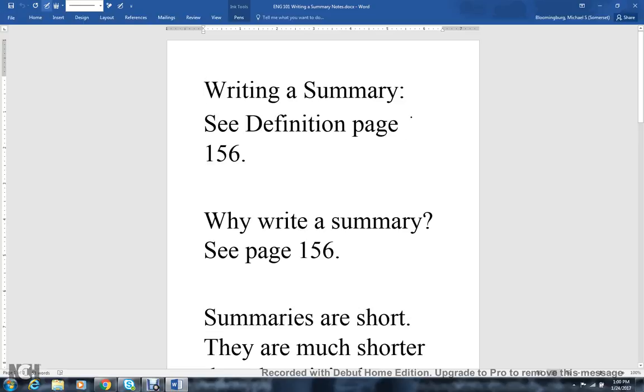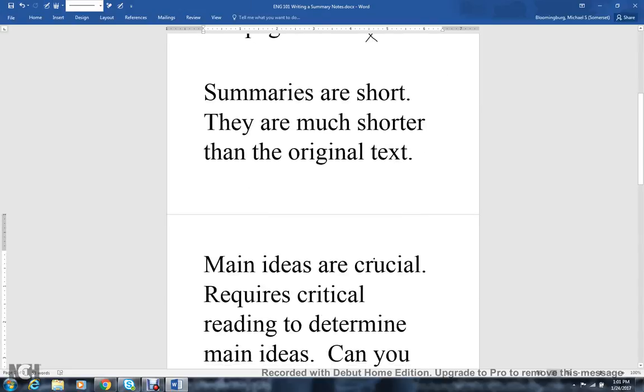First of all, to begin with writing a summary, see the definition on page 156 of your book. That will walk you through what a summary is. When you look, you'll see that a summary condenses a body of information, presenting the key ideas and acknowledging the source. Step 2 is right here, which is why write a summary. Again, see page 156, it says the goal is to sharpen your reading and thinking skills. You'll note that as you go along.